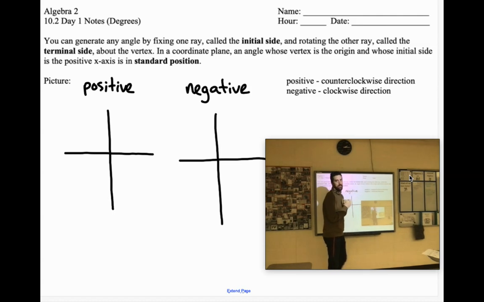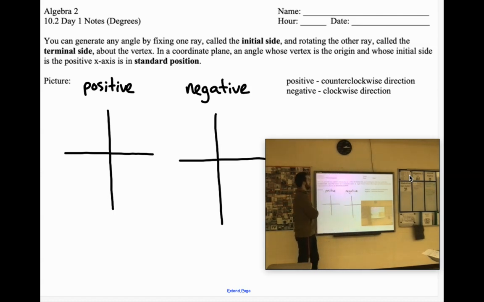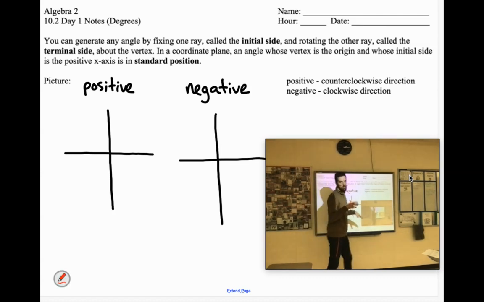Ooh, that'll be fun. So you can generate any angle by fixing one ray, called the initial side, and rotating the other ray, called the terminal side, about the vertex. So in a coordinate plane, you know your x's and y's. An angle whose vertex is the origin and whose initial side is the positive x-axis is in standard position. All that is to say this. Draw yourself two little coordinate planes here.